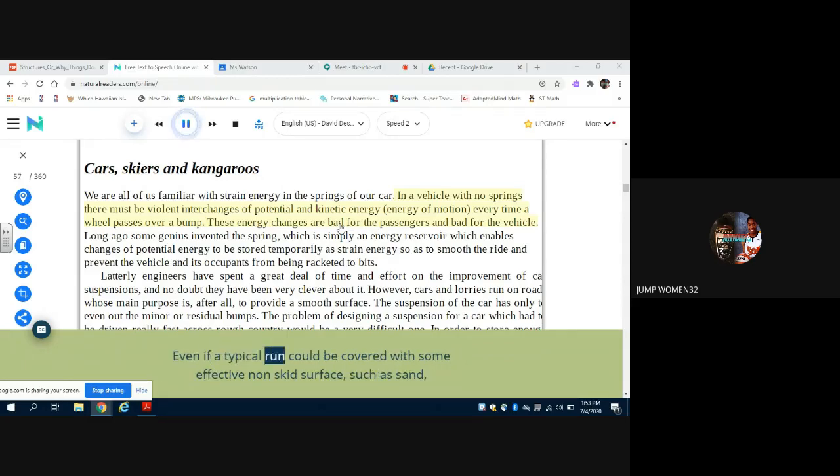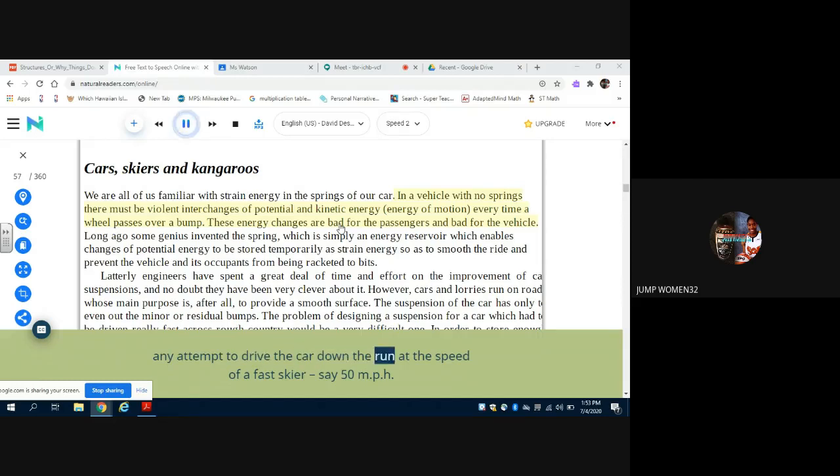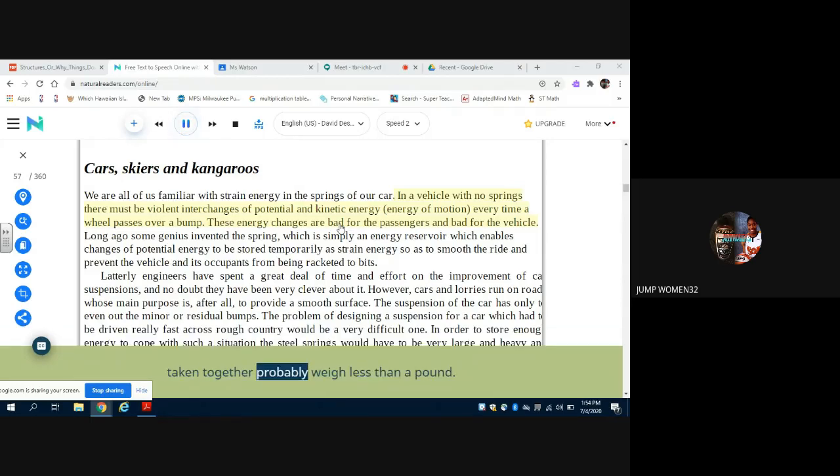Even if a typical run could be covered with some effective non-skid surface, such as sand, so as to enable a car to go on it without slipping, any attempt to drive the car down the run at the speed of a fast skier, say 50 mph, would be suicidal, because the suspension would be completely inadequate to absorb the shocks. But, of course, this is exactly what the body of a skier has to do. In fact, much of this energy seems to be absorbed by the tendons in our legs, which, taken together, probably weigh less than a pound.